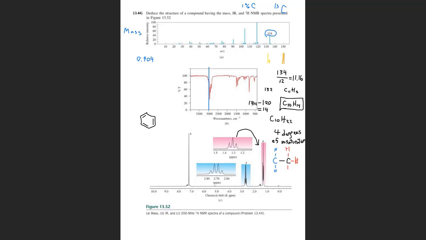And can we confirm this? Well, let's look at the other signal. If I look at the signal for the blue, that's a quartet. That tells me that that signal has how many hydrogens on an adjacent carbon?